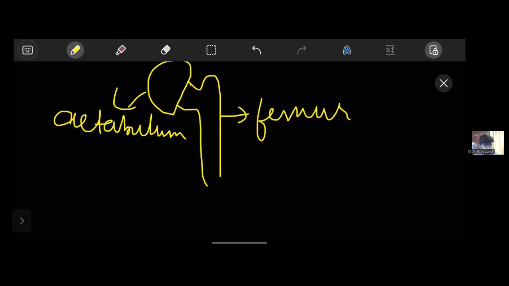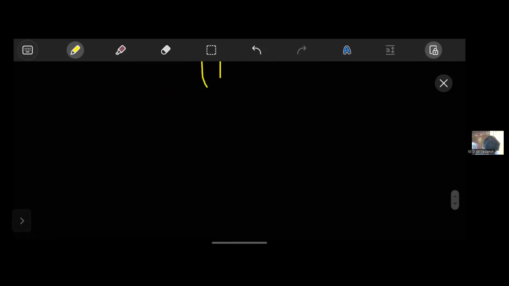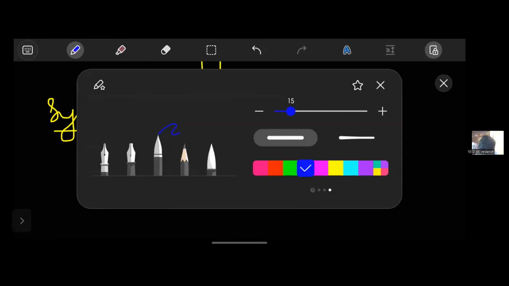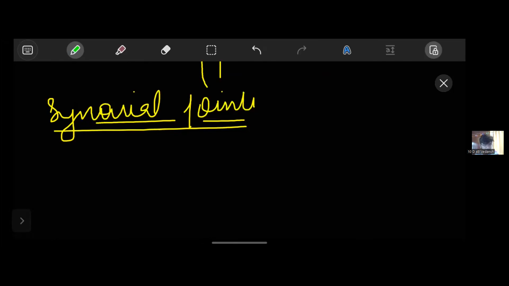Now, synovial joints are those types of joints which are freely movable, like the shoulder ones, the knee ones. The synovial joint looks somewhat like this: a bone, then another bone, then a soft padding, then extension.